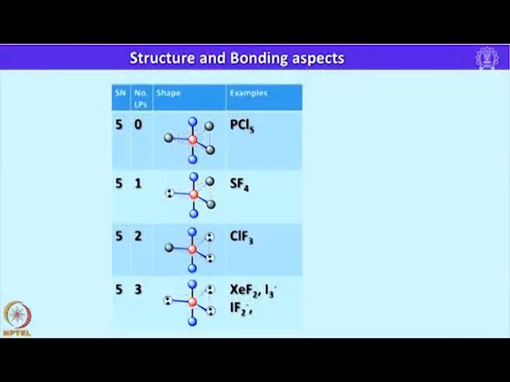Another case is, in case of steric number 5, having 3 lone pairs and 2 bonded pairs. Examples I am going to consider here, of course, I have given examples of XeF2, xenon difluoride, and IF2 minus and I3 minus. Let us look into I3 minus. We discussed I3 plus, let us look into I3 minus now.